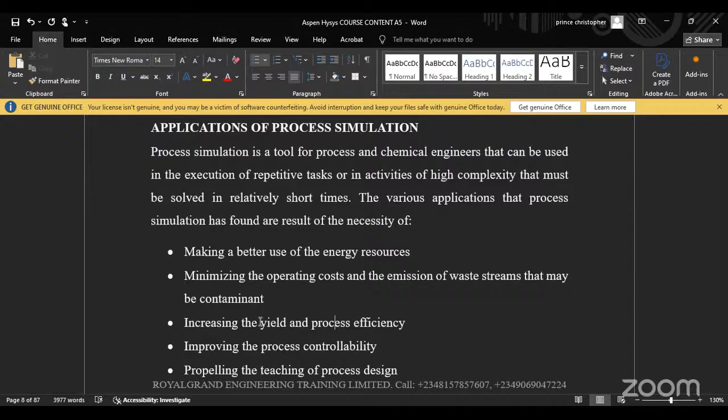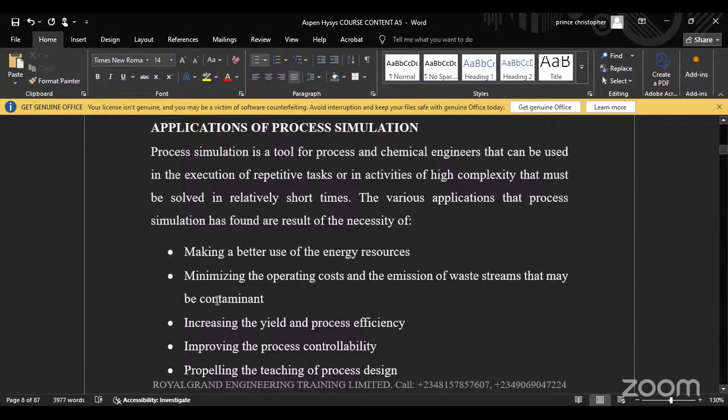You can now increase your pressure. If we move this pressure upward, is it going to increase our yield? Now, carrying out that sensitivity analysis will help you increase your yield and your process efficiency. So if your product now has a 10% increase in its yield, you find out that you are now making profit from that.